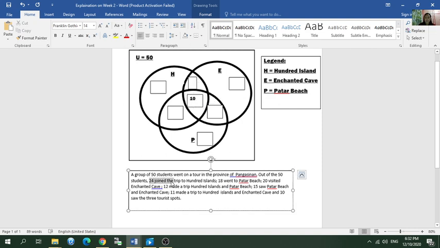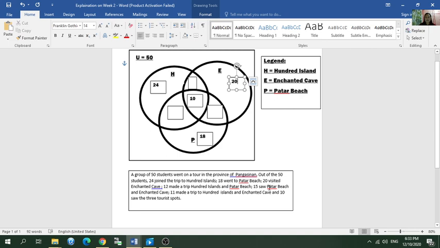We have 24 who joined the trip going to 100 island. Okay, so dito, siya ay 24. Okay? Kailangan nating intindihin mabuti yung problem. Okay, ipipicture out natin. So, ilalagay natin lahat ng mga given elements. And then we have 18 went to Patar Beach. So, dito, dapat 18 siya. Lahat ng ito dapat magiging 18. Okay? And then we have 20 who visited Enchanted Cave. So, dito ay 20. Okay. So, ibig sabihin yung bilog na ito dapat magiging 24. Dito naman sa E, magiging 20. Dito naman ay magiging 18.